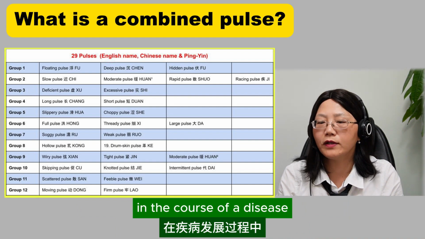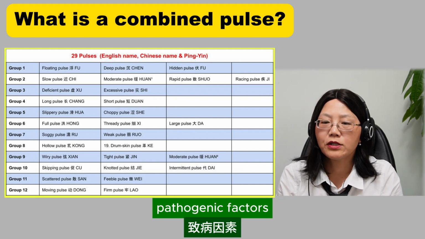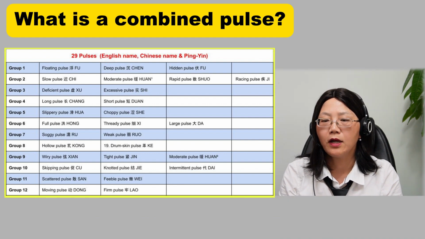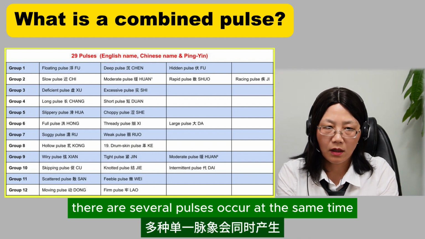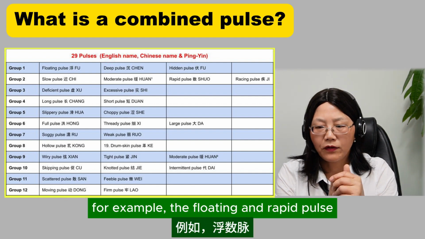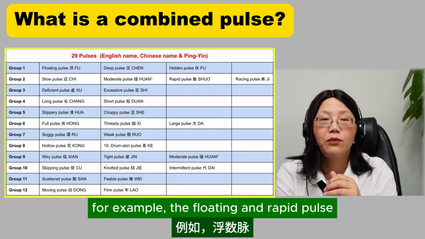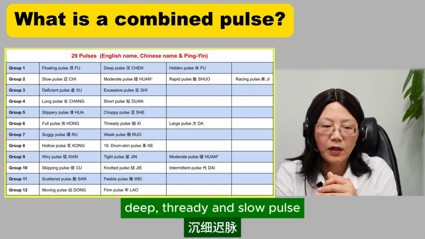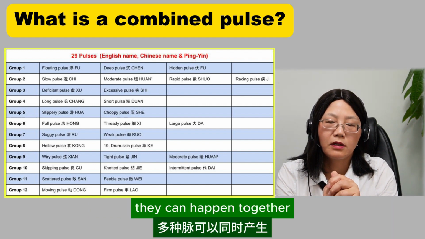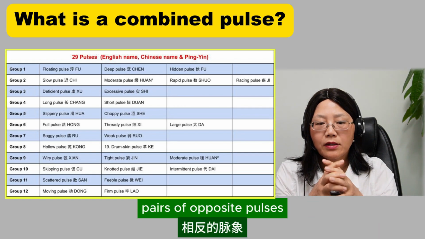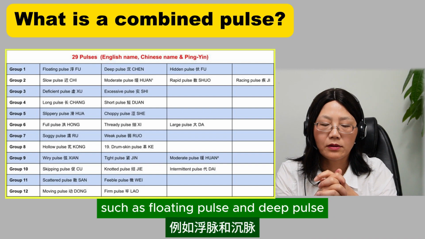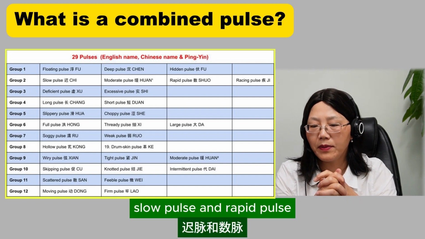In the course of a disease, several types of pathogenic factors usually attack the body simultaneously. Several pulses occur at the same time. For example, the floating and rapid pulse, slippery and wiry pulse, deep, thready, and slow pulse. They can happen together.